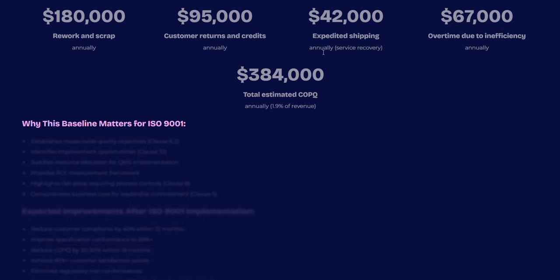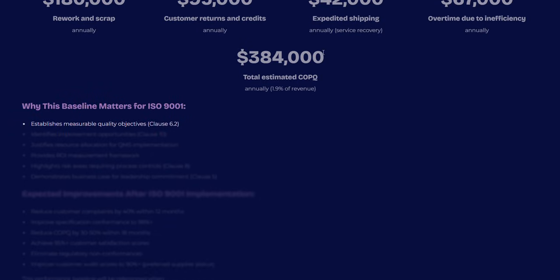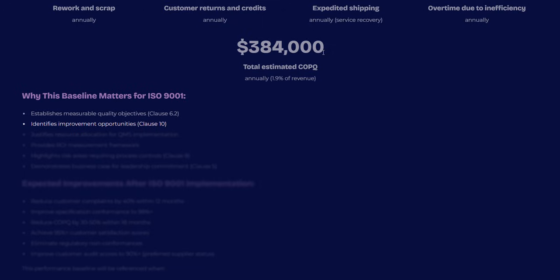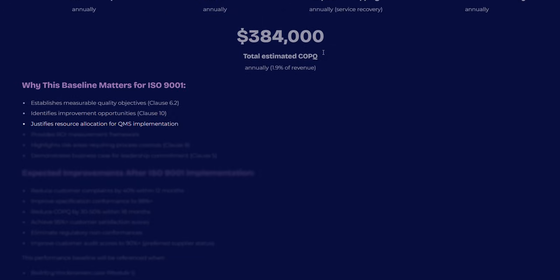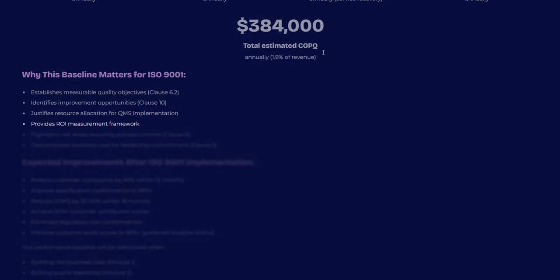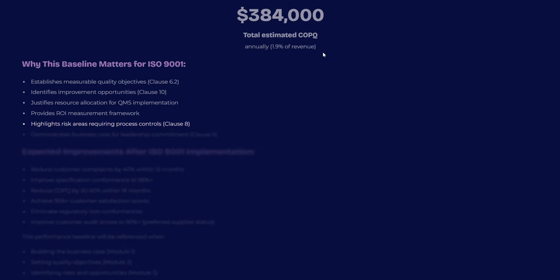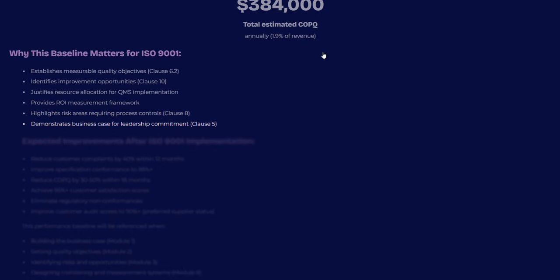Why does this baseline matter for ISO 9001? Good question. Because it establishes measurable quality objectives as per clause 6.2. It identifies improvement opportunities, clause 10. It justifies resource allocation for QMS implementation. It provides ROI measurement frameworks. It highlights risk areas that require process control as per clause 8. And also it demonstrates the business case for leadership commitment. Clause 5, leadership.